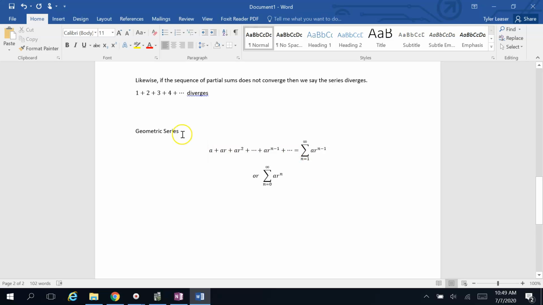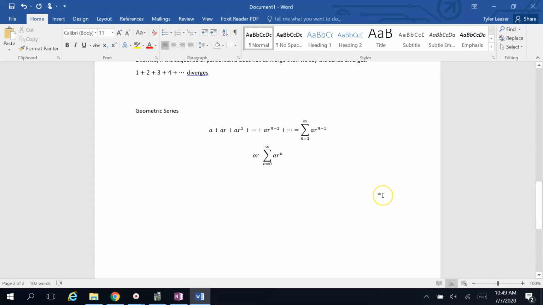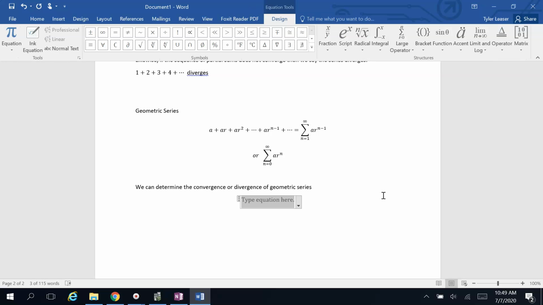Okay, so this is the definition for a geometric series. Let's move on to see if we can figure out when the geometric series converges and what it converges to. So we can determine the convergence or divergence of the geometric series, and to do that, we're just going to use a little trick. That trick is to look at the partial sums again. So the partial sum, s sub n, remember that this is just the first n terms added together.